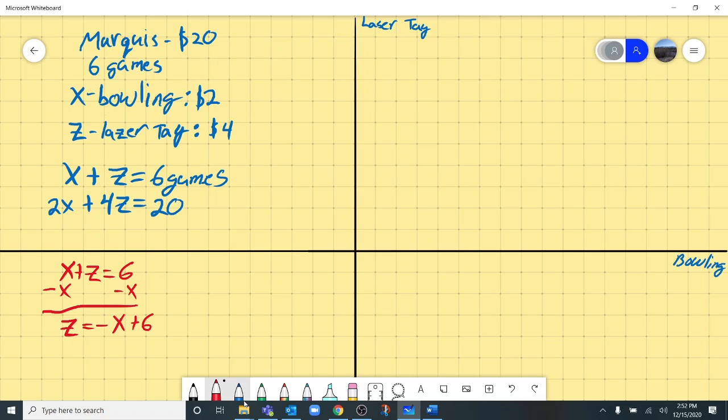All right, and now we're going to solve the other one. This one we have a little bit more work to do. We have 2x plus 4z equals 20. This is how much it's going to cost. Subtract 2x from both sides, and that's going to give us 4z is equal to negative 2x plus 20.